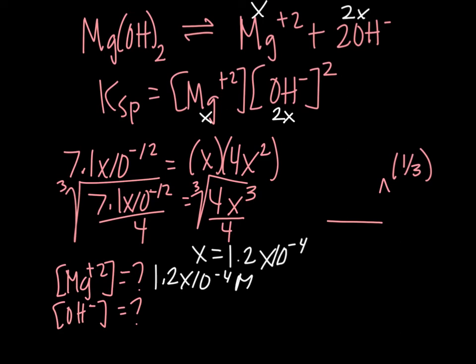Then we also want to solve for the hydroxide. Well, the hydroxide is 2x. So it'd be 2 times that value for the hydroxide, right? So multiply that by 2, and that's how you should get 2.4 times 10 to the negative 4 molarity. All right, so that is how you would do something that is not a 1-to-1 ratio.